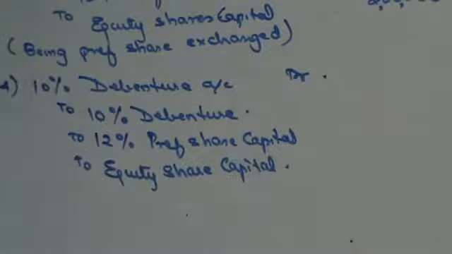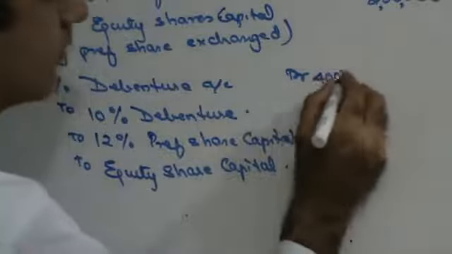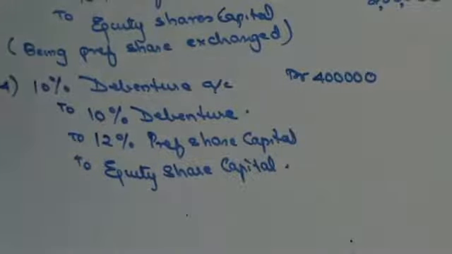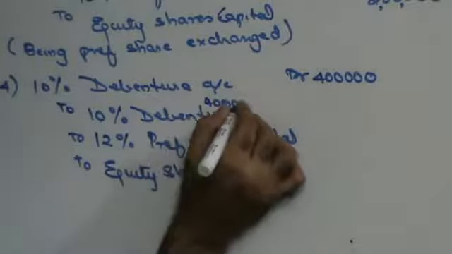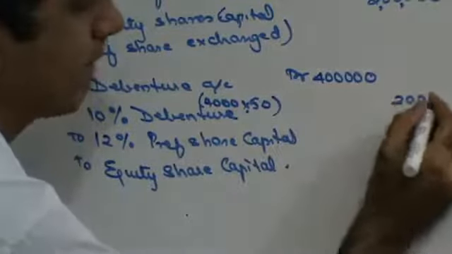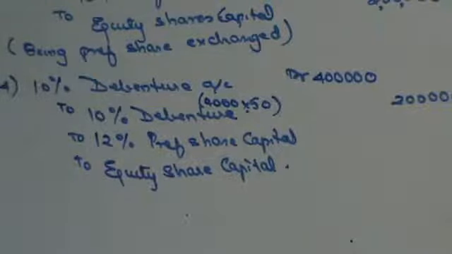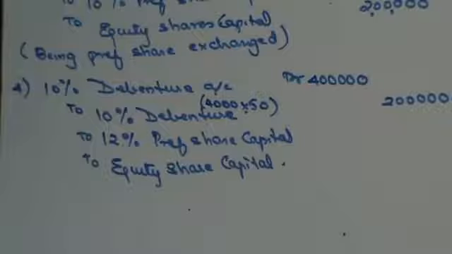Right? Now, your 10% debentures as per balance sheet was 4 lakhs. Now they are saying that 4 lakhs, that means you must have had 4,000 debentures. They are saying that each debenture is to be exchanged for rupees 50 non-convertible debentures. You have 4,000 debentures, you are converting them into 50 rupees each. So that is going to be 2 lakhs.